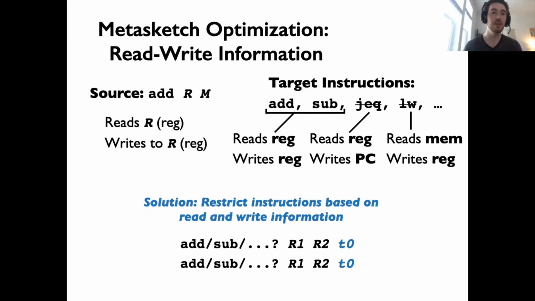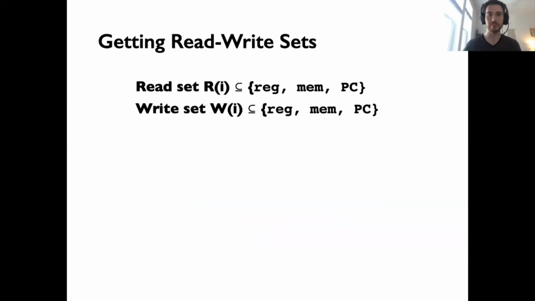This optimization may rule out valid target programs, but that is fine since we default to a less restrictive sketch in that case. We call this information read-write sets, since each instruction can read from and write to a certain set of state attributes. The 3 pieces of state, registers, memory, and the program counter, are written here as reg, mem, and pc for simplicity.